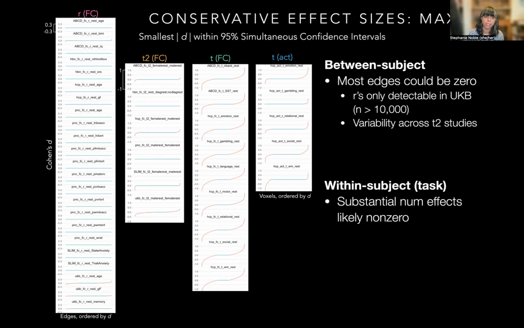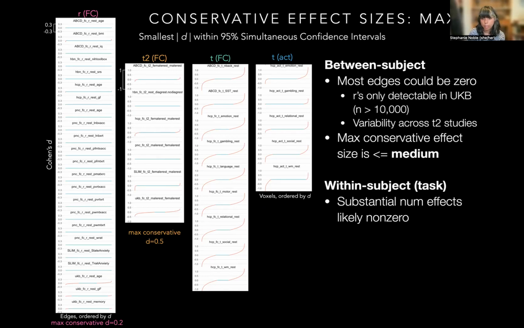So now I'm going to move on to talk about the maximum effect sizes across each of these studies. For the correlation context, the maximum conservative effect size is a small effect size of 0.2 across all studies. That's the single edge with the largest effect. The single edge with the largest effect in the two sample test context, the group contrast, is a medium effect size. So again, across both these contexts, the very largest conservative effect size we observe is medium.